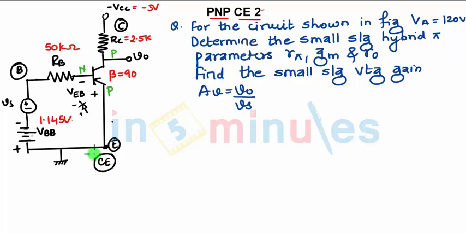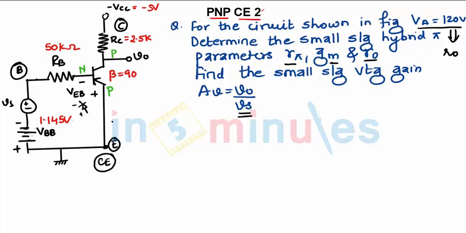Now the question tells us to find the circuit shown in the figure. VA they have given as 120 volts, so that implies that we need to consider RO in the circuit. Determine the small signal hybrid pi parameters. We need to find the values of R pi, GM and RO. And finally the voltage gain VO by VS for the PNP type of configuration.